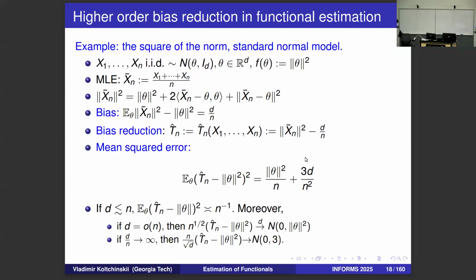If d over n tends to infinity, then you still have asymptotic normality, but with different normalization, okay? So the error rate will be worse in this case, right? But that's the picture here. So we want to have some bias reduction methods that would allow us to achieve more or less the same goal, but in a more general situation in which this kind of simple bias reduction does not work, okay?